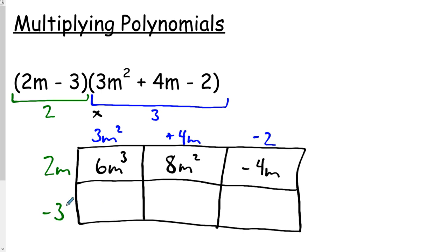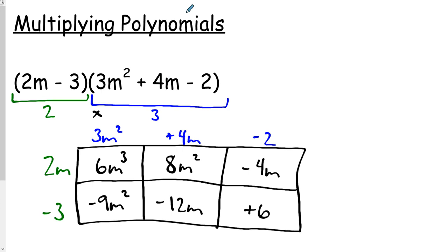Okay, now I can go to the second term in my first binomial. So negative 3 times 3m squared is negative 9m squared. Negative 3 times 4m is minus 12m. And negative 3 times negative 2 gives me a positive 6. So now I can look at these 6 subproducts and combine them so long as they're like terms.